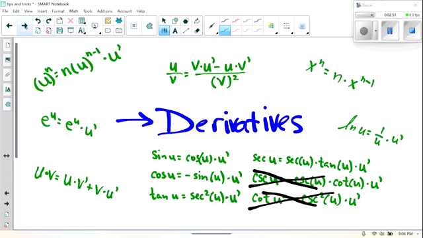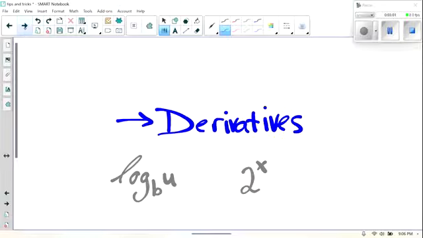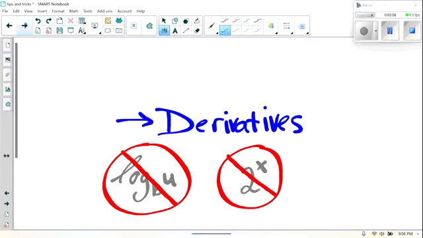You're probably not going to need to know cosecant and cotangent. They hardly ever pop up on the exam. And if they do, it's probably going to be where you get to use a calculator. What about log base and variables in the exponents? Boom, not on the exam.